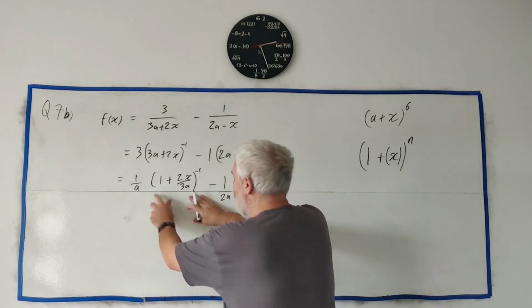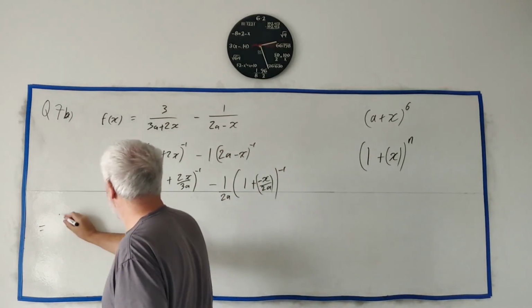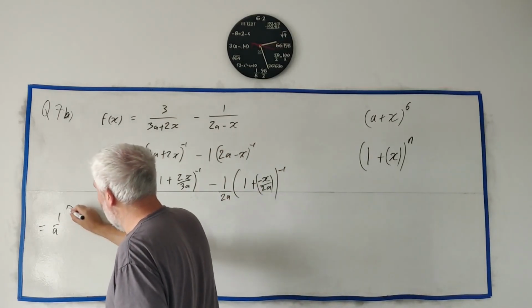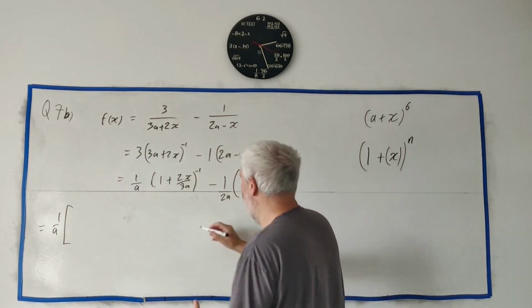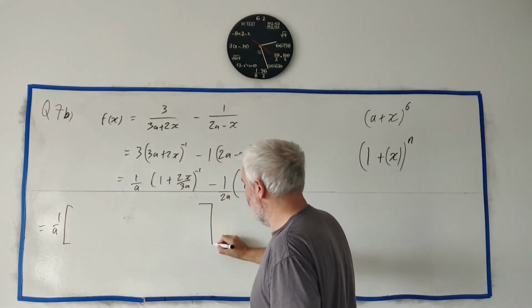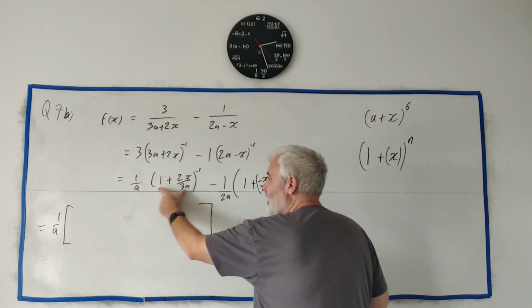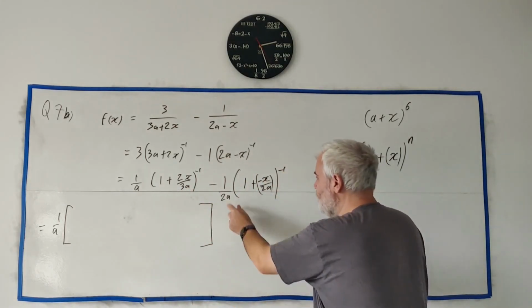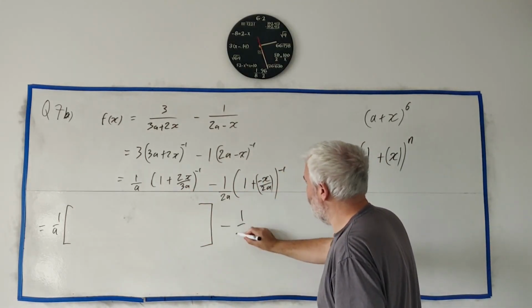So what's the formula say just for this guy here? This is going to equal 1 over a, which I'll multiply by a big bracket. Actually, you know what? Let's close the bracket here. I'm going to expand this out in here. And then we're going to have minus 1 over 2a.